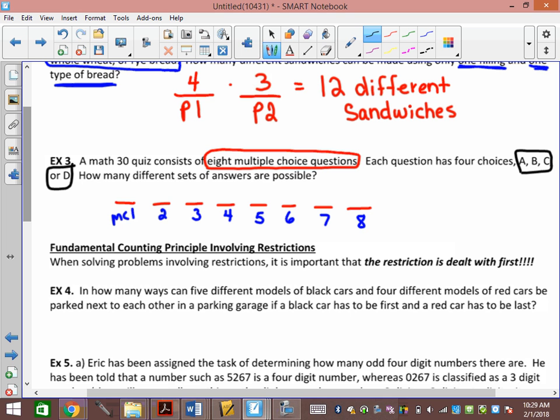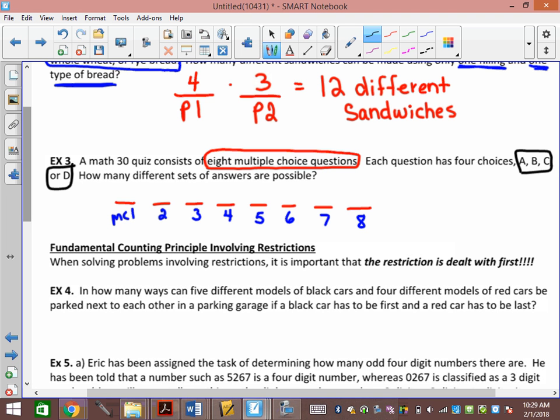4. Now they could make this a bit harder. They could say how many different answer keys are possible if number 1 has to have the answer A. Well, then how many options would there be for number 1? 1, and the rest would have 4. So they can restrict you by giving different questions different options. But this one was really easy. It's just letting us have 4 options for every single one.